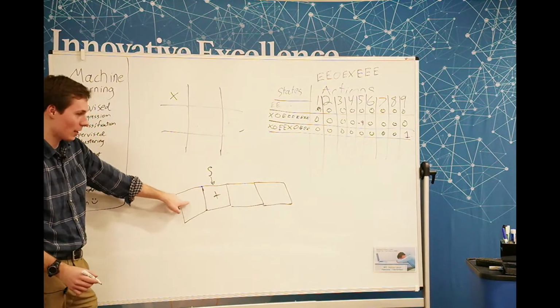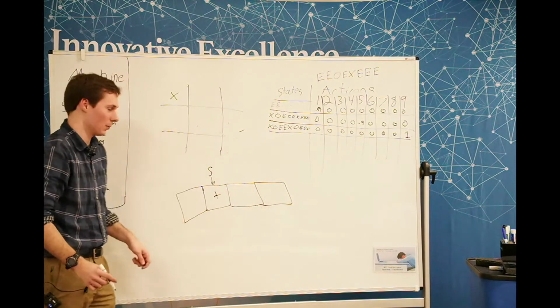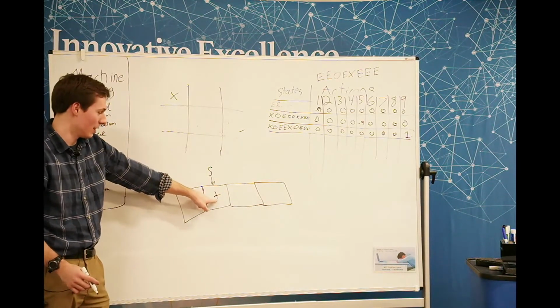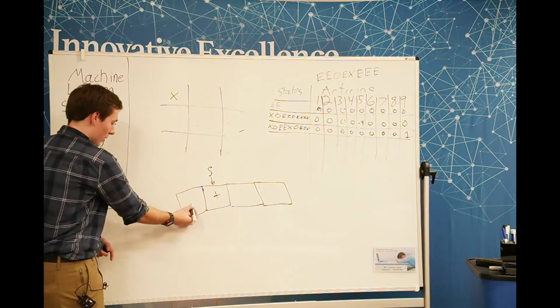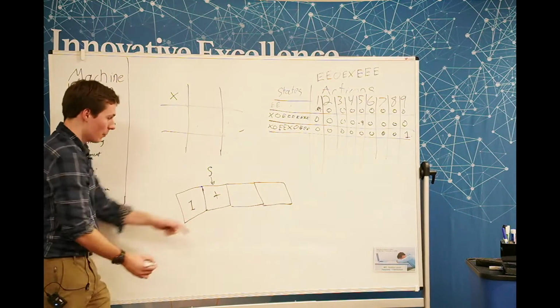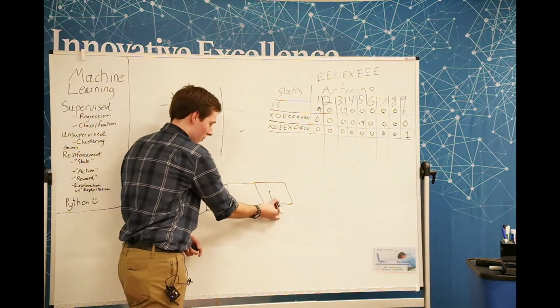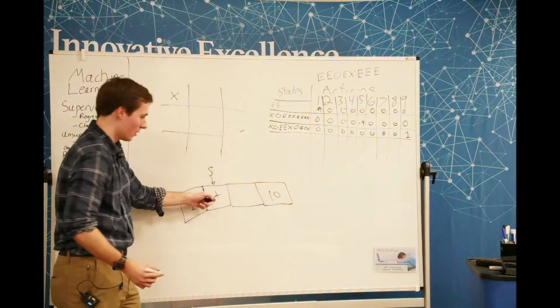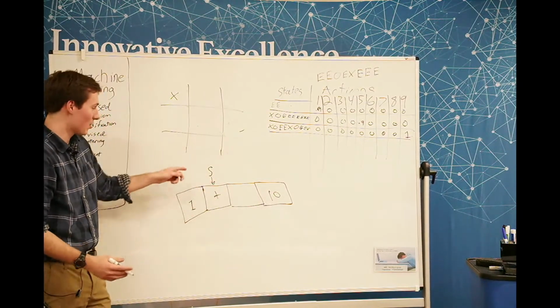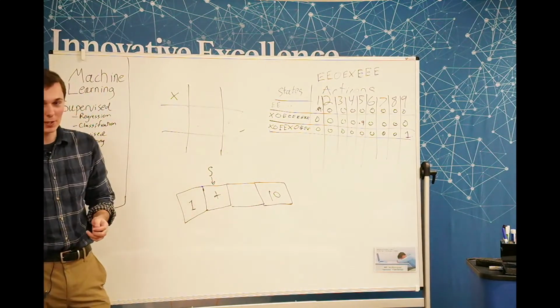And then there's an associated reward with getting to one of these end tiles. Maybe this is a lizard, and he wants to eat a bug. And right here, there's 1 bug. But over here, there's 10 bugs. And as a lizard, he likes bugs. So his goal should be to eat as many bugs as possible.